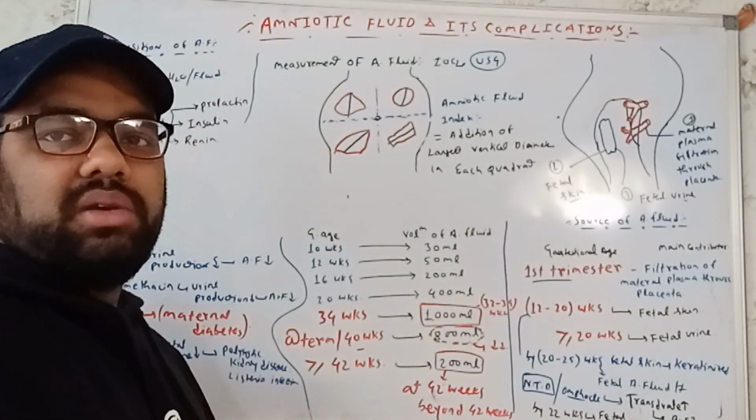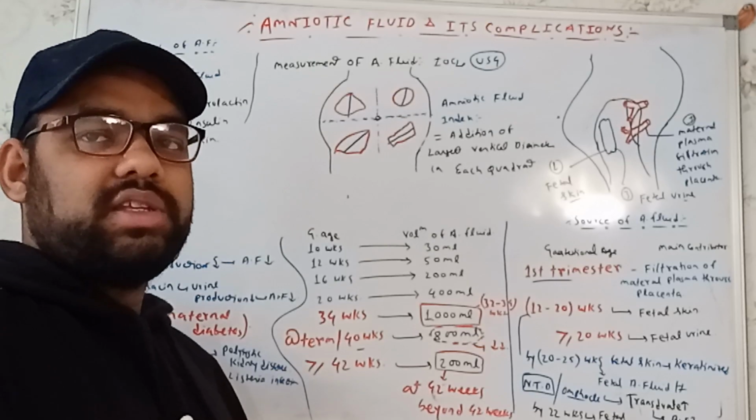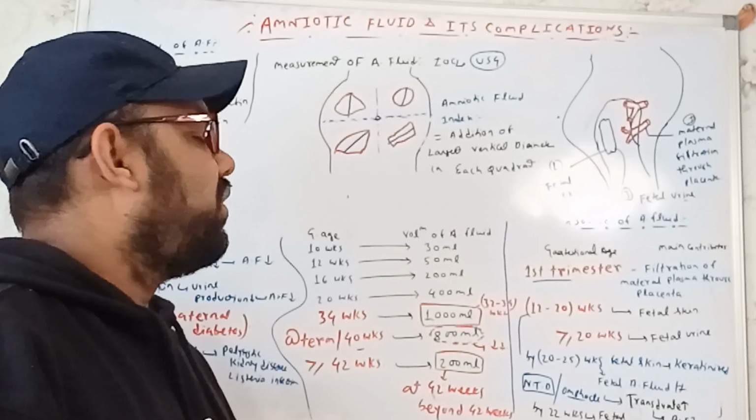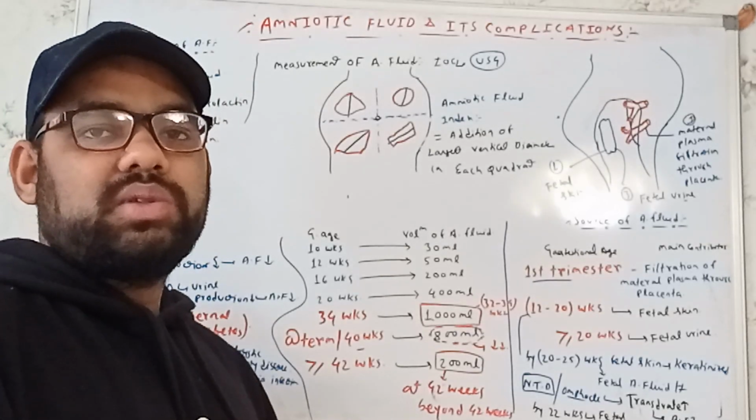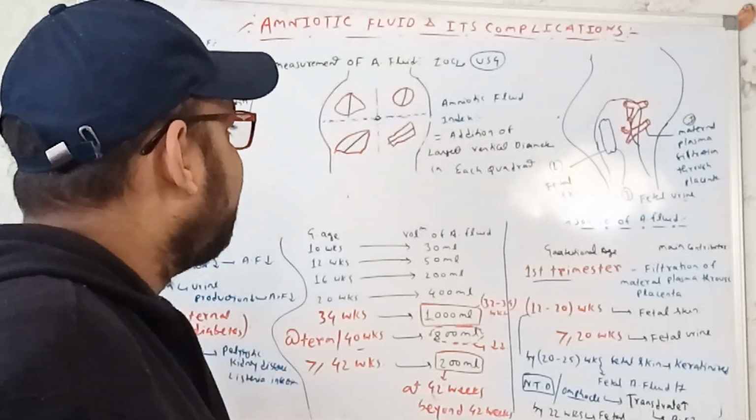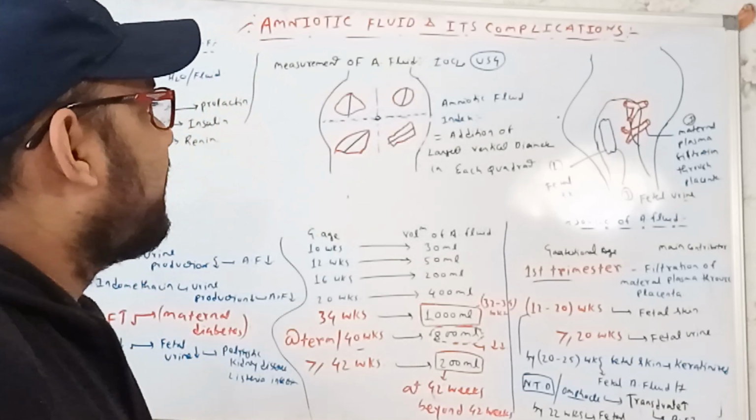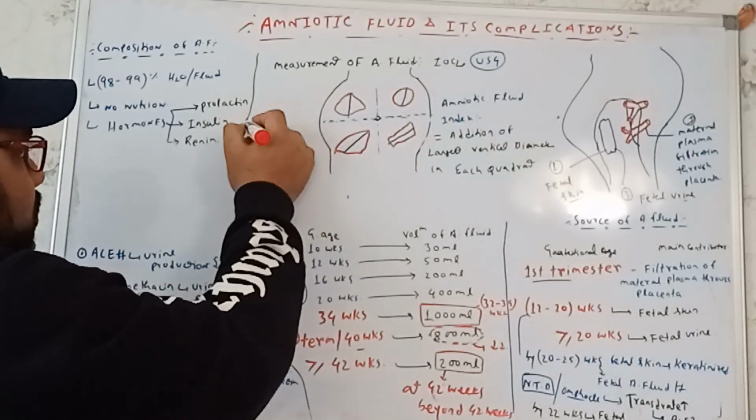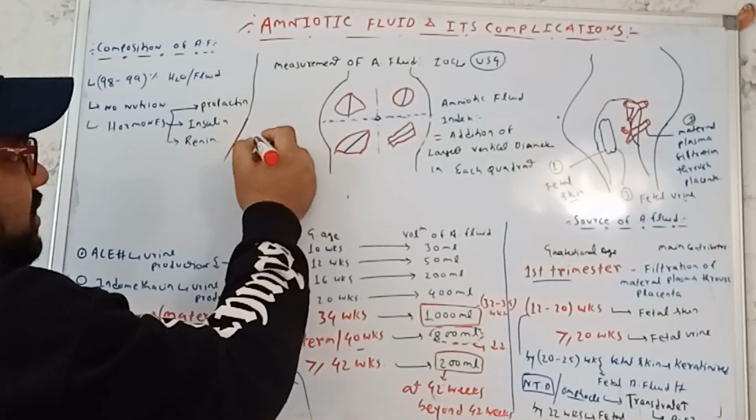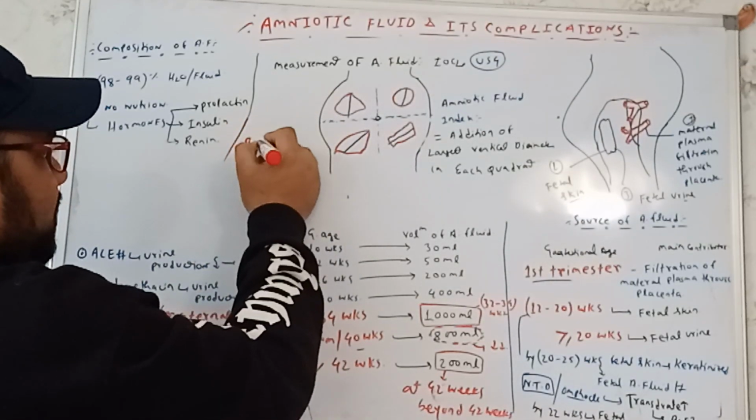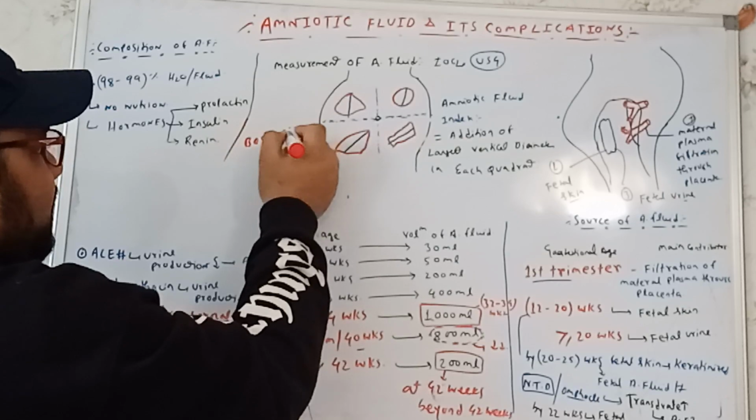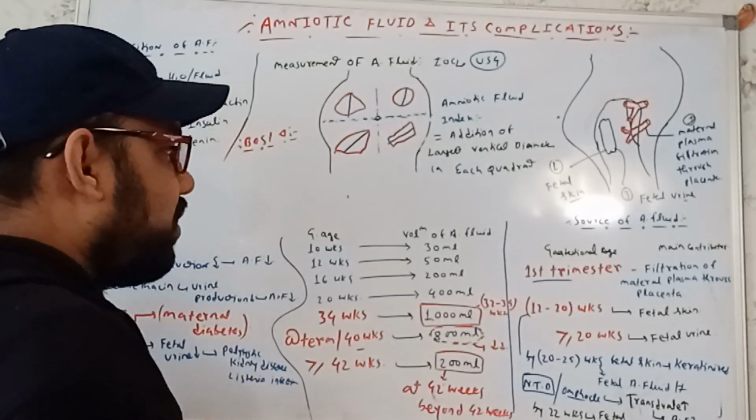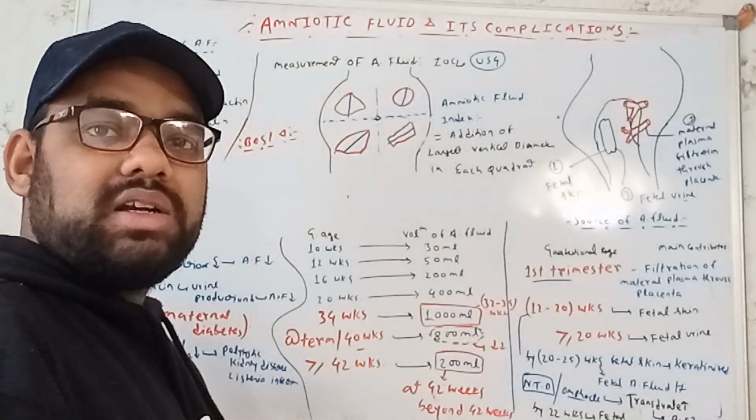In twin pregnancy. For example, if we see a twin pregnancy, in that case it will not be helpful. For that, we have to use the single deepest vertical diameter. So that is the investigation of choice, the best investigation for that; I have to take the largest one.